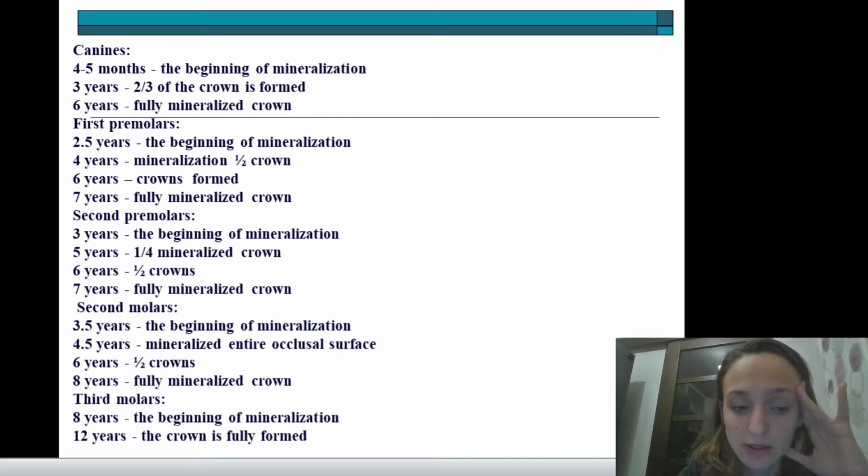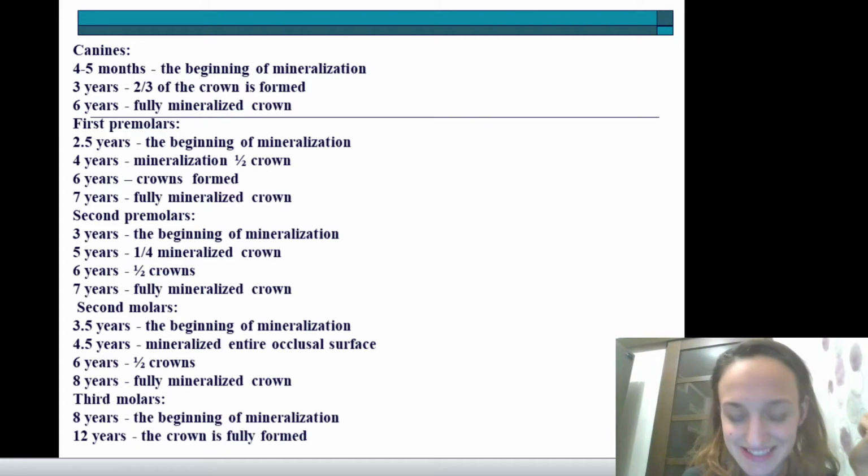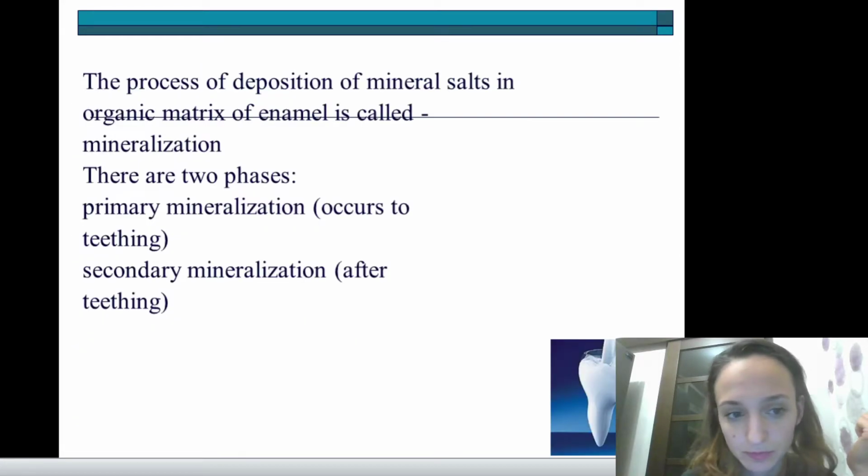Second molars, 3 to 5 months the beginning of mineralization, 4 1/2 years the entire occlusal surface is mineralized. 6 years 1/2 crown. 8 years fully mineralized crown. And third molars, 8 years the beginning of mineralization, and 12 years the crown is fully formed.